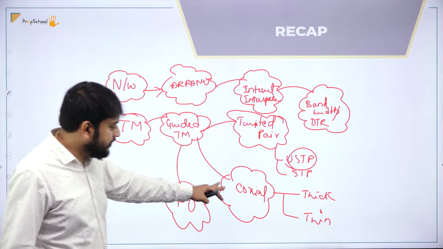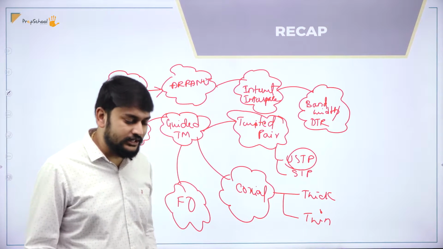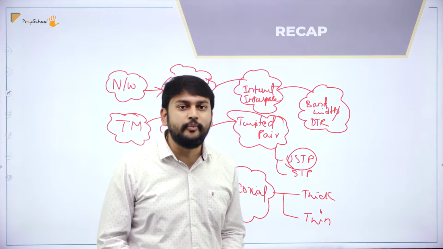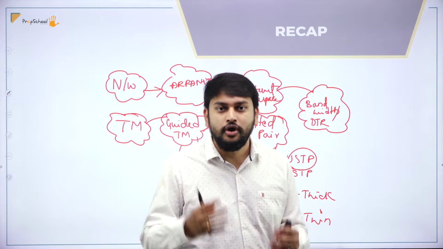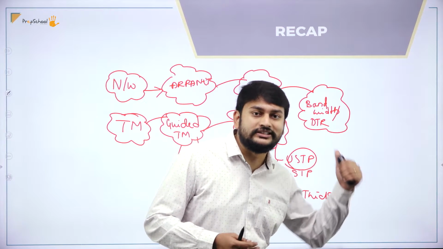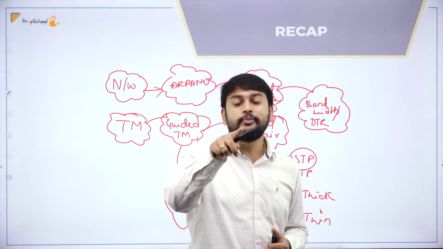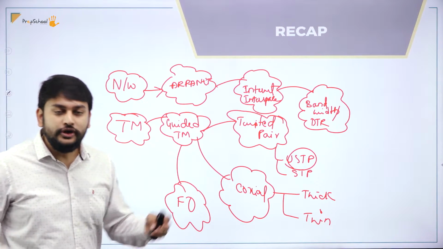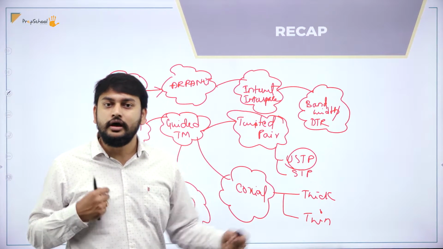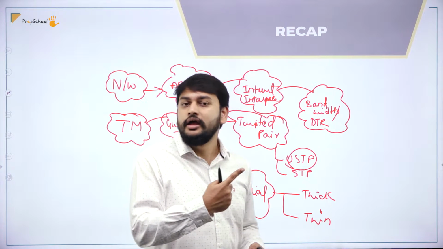The next one is coaxial. Coaxial, the first thing that should come to your mind is the cable connection you have at your house, which works with the help of coaxial cable. In this coaxial cable, we have two types of wires, thick net and thin net. You need to remember how long you can transmit the data in this wire.